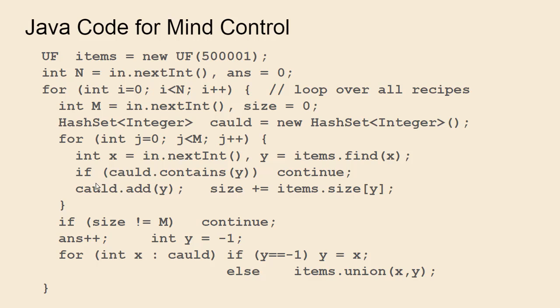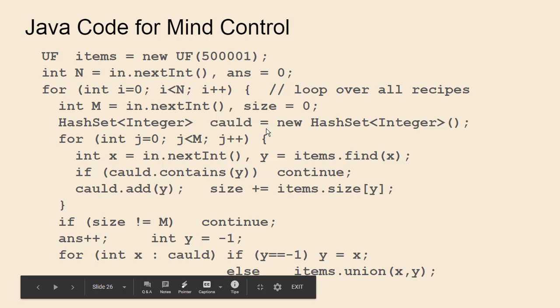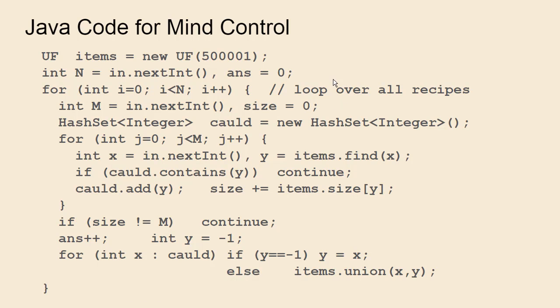Once we've processed all the items, at this point we check whether size equals m. Size will be either greater than m or equal to m. If it doesn't equal m, then that means we cannot make this recipe, because when we put everything together, there's something extra. So that's not the potion specified by the recipe, so we'll just simply continue. Otherwise, we will increment answer by 1, and then we need to merge all the different quadrants together, because now we are making this potion.